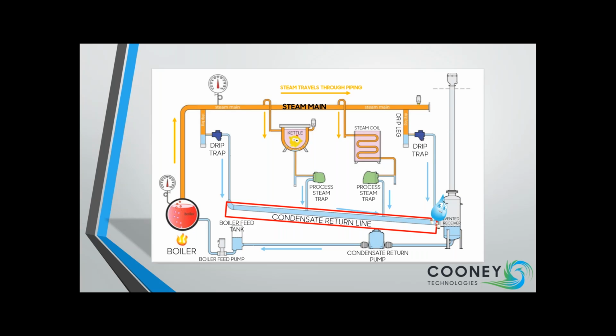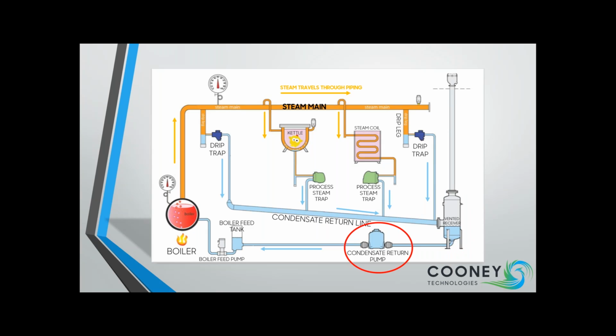Next, we're going to see the gravity condensate return flow into the vented receiver at the bottom right. From there, the condensate return pump, which in this case is a steam motive pump, uses steam pressure to push the condensate back towards the boiler.